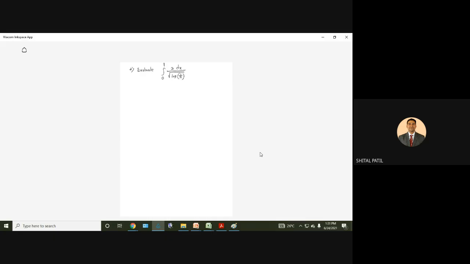X divided by root of log of 1 upon x. What should be the substitution? Anyone? What should be the substitution? कोई बता सकता है क्या substitution आना चाहिए? T equal to log 1 upon x, that will work. T equal to log of 1 upon x.